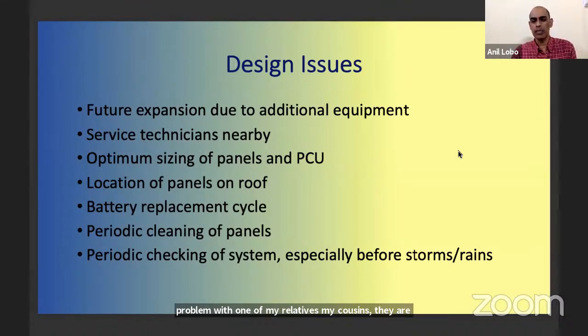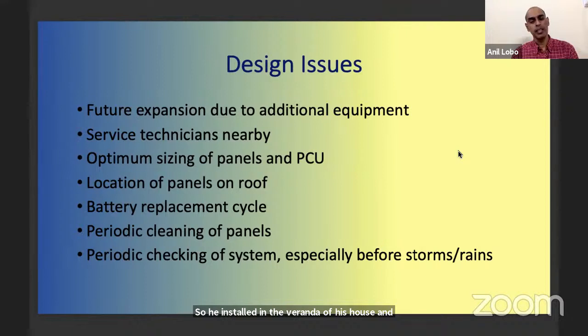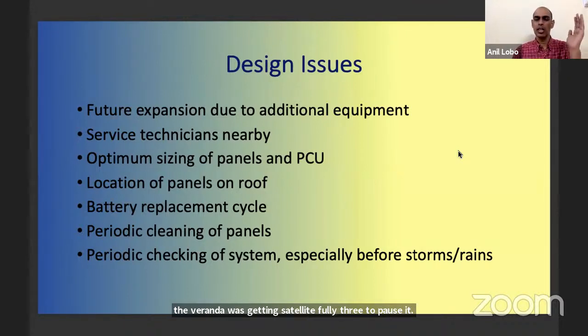They ordered a solar system to install in their building, but they live in a housing society, and the housing society refused to give them permission to install it on the roof. So he installed it in the veranda of his house. Unfortunately, the veranda was getting sunlight for only 3 to 4 hours a day because when the sun went to the other side, he was getting shade. So he installed a very expensive solar system to give him only 4 hours of electricity, which was really a waste of money. So you have to be careful when you are installing a solar system to make sure that the panels can be installed on the roof in the right way.